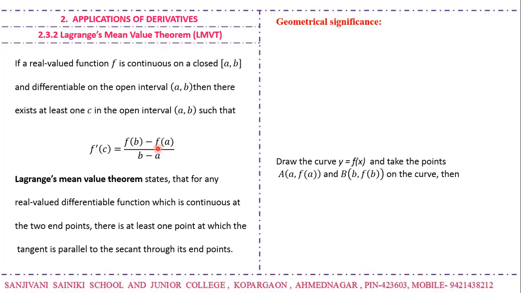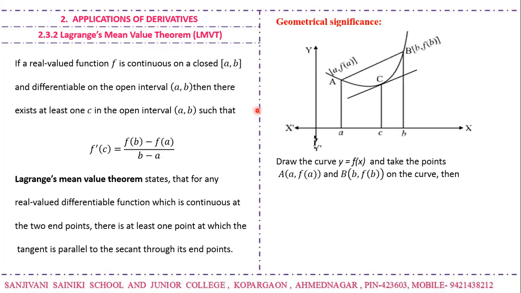Let us see the geometrical significance of Lagrange's mean value theorem. Here, the first point A of the interval, this is the second point B of the same interval, the end point, and this is the curve y is equal to f of x, any given curve. The coordinates of the point A are a, f of a. A is the x coordinate and f of a is the y coordinate, representing the value of the function. The coordinates of the point B are b, f of b, and both points lie on the curve.